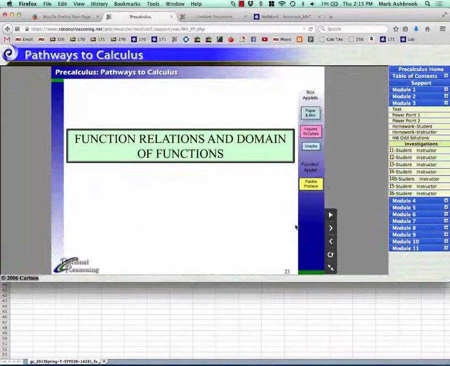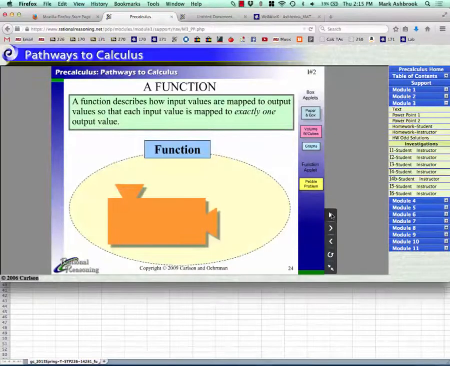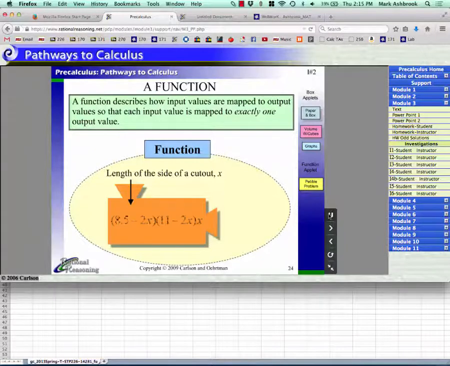So another way to view functions is like a machine. Another perspective on functions is like a machine. You're going to put something in, in this case, the length of the side of the cutout. The machine's going to do something. It's going to take that input and by some process deliver an output. In this case, it's a formula that gives us volume from side length.